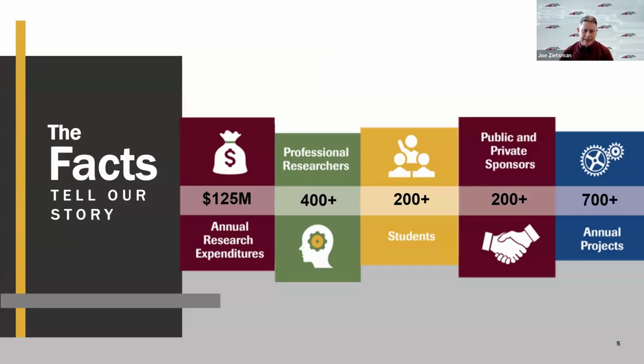So some facts and figures about TTI. Our annual research expenditure is a little bit north of 125 million. We've got 400 plus professional researchers, 200 plus students. Our total staff component is a little bit north of 700 people. So it's a very, very large institute covering all aspects of transportation research. At any given time, we work for a little bit more than 200 public and private sponsors or clients. And at any given time, we have about 700 plus projects on our books.